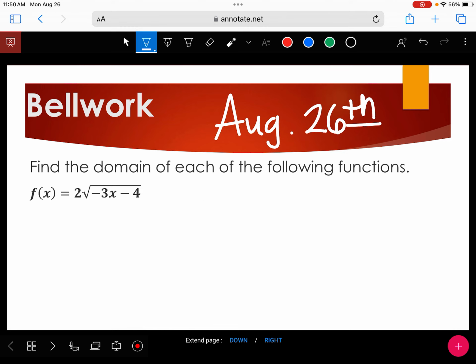Okay, so we have a red light. Remember, there's two red lights. First, if you have a square root. Second is if you have a variable in your denominator. In this example, we have a square root.